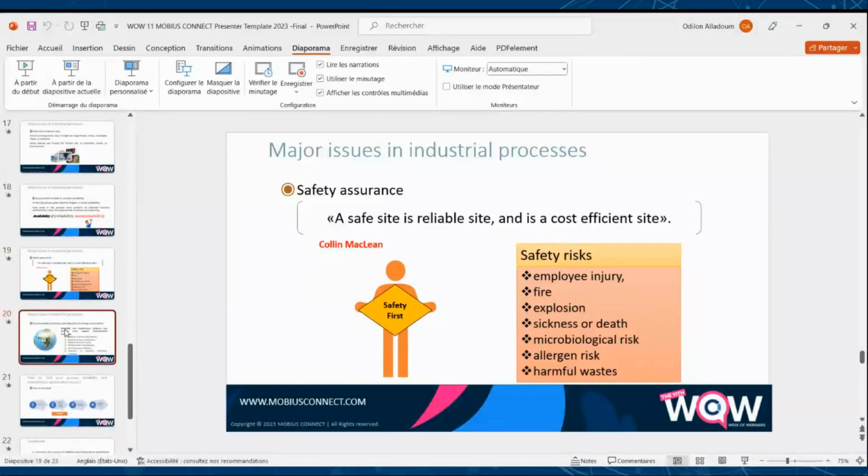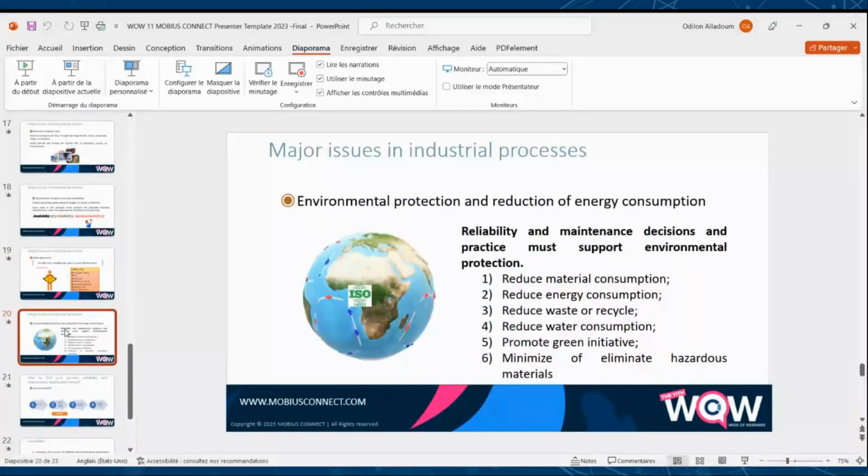The next and the last point for this presentation is about environmental protection and reduction of energy consumption. Environmental protection is the big challenge nowadays. Throughout all maintenance activities, we must consider our impact on the environment. And we know that many countries and mayors signed the Paris Environmental Agreement. This means that they accept to contribute to cut emissions and slow global warming.